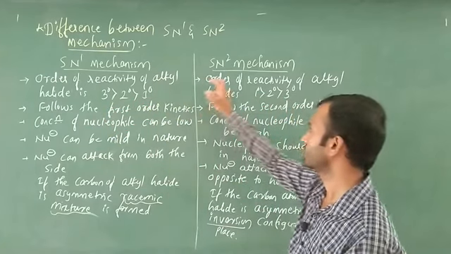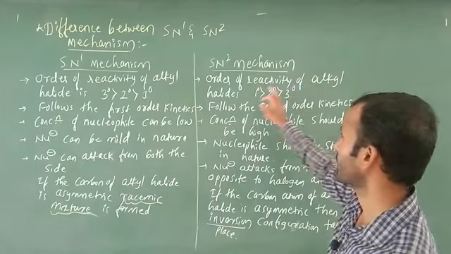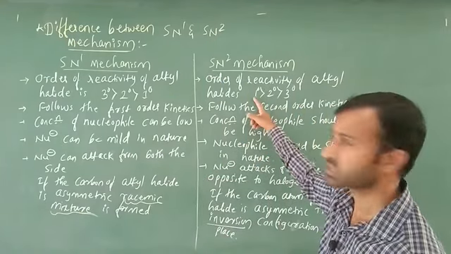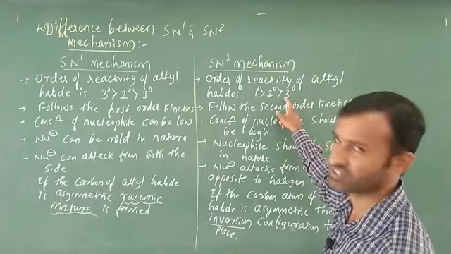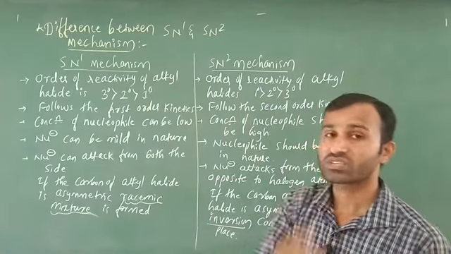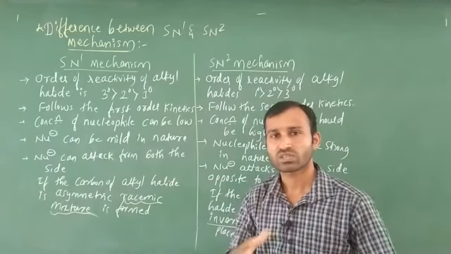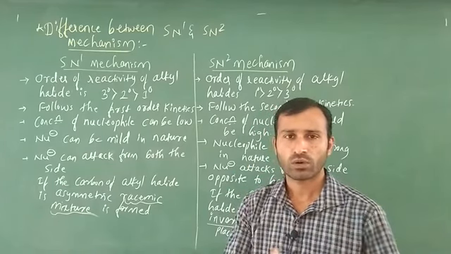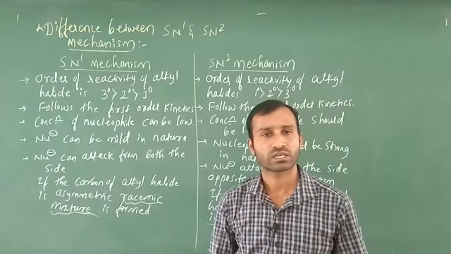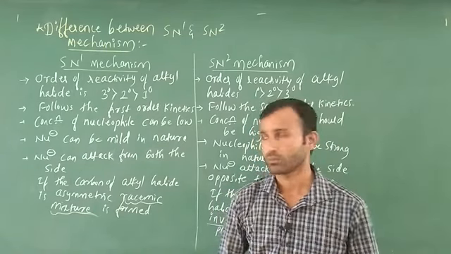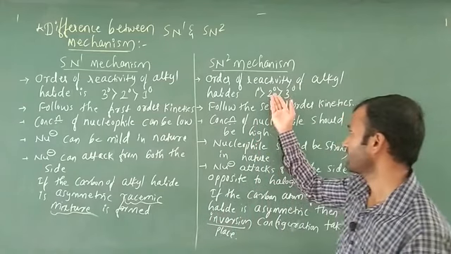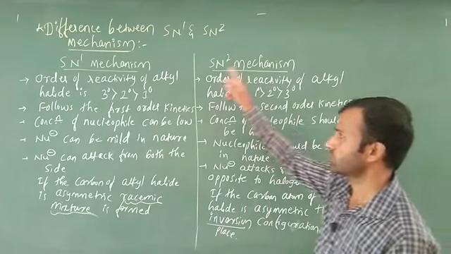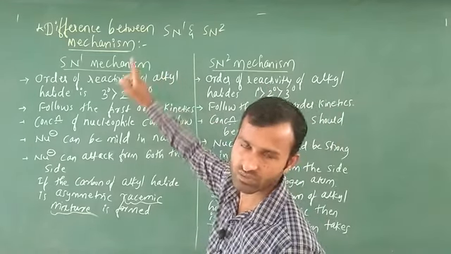The order of reactivity of alkyl halide for SN2. In SN2, the primary will come first, after that secondary, after that tertiary. Primary means you know CH3Cl or CH3Br, that indicates primary. Generally we call the carbon containing 2 hydrogen atoms primary. Okay, bear in mind. Next, after that secondary, after that tertiary. This order is the reactivity for SN2, and the other order is the reactivity for SN1. This is the first difference.